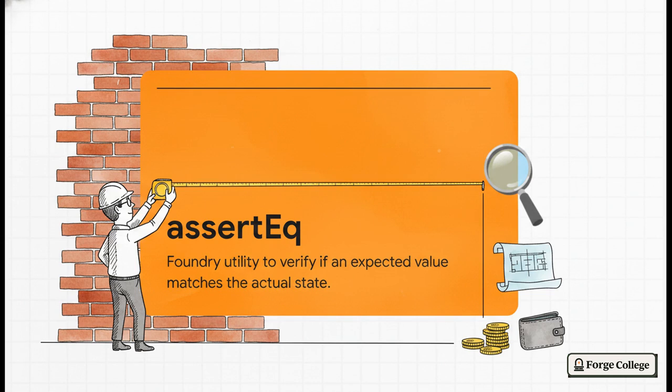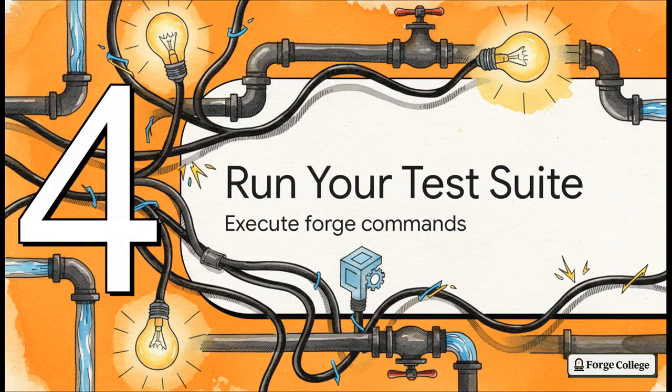Well, assert equal measures it. If it's not exactly 0, boom, it throws a highly readable error letting you know exactly where your math or your logic went sideways. Next up is Section 4, running your test suite.